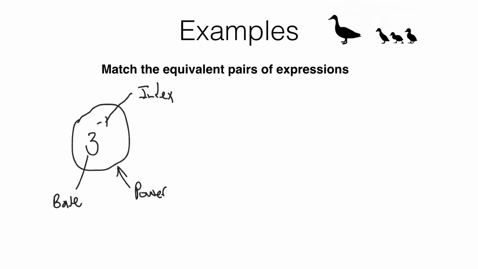Now 3 to the minus 1, the negative power of 1 means that we reciprocate the base of 3. So that can be rewritten as 1 over 3 to the power 1. Just like 3 to the power minus 2 can be written as 1 over 3 to the power 2, which is 9. Now algebra will follow the same rules.